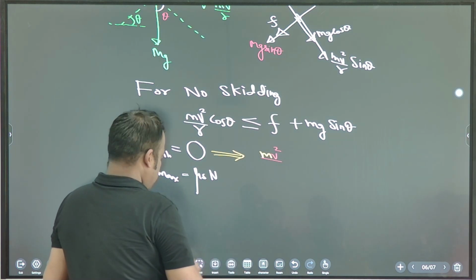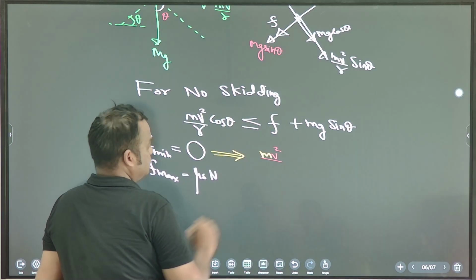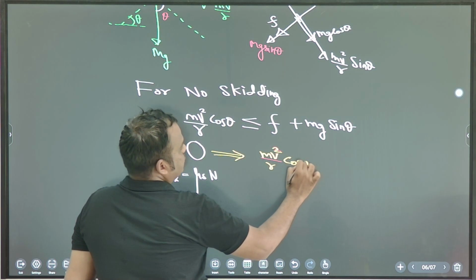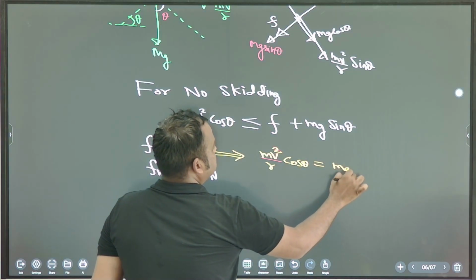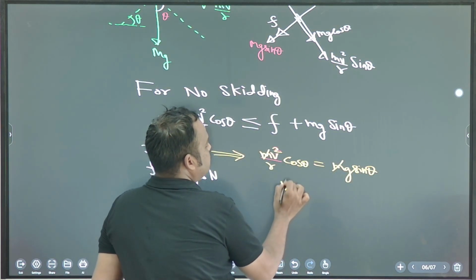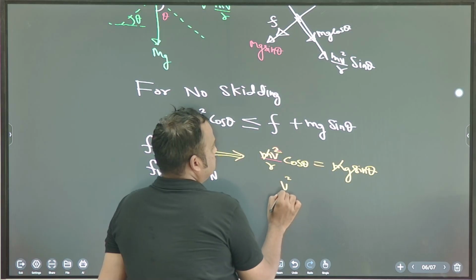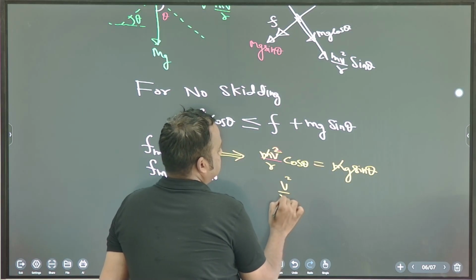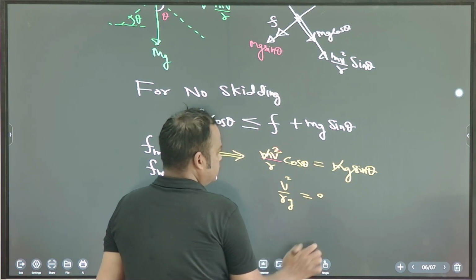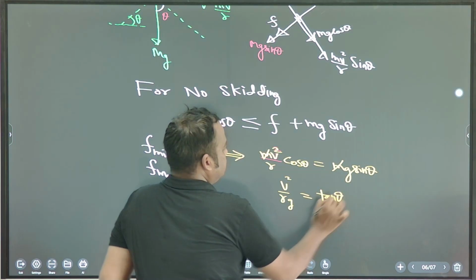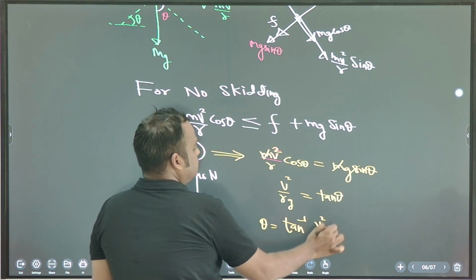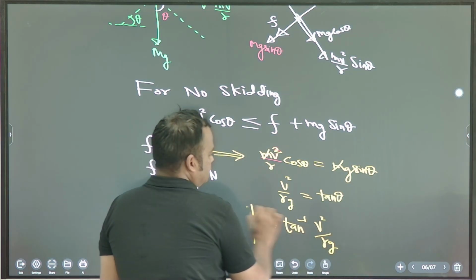mv square by r cos theta is equal to mg sin theta. Cancel. So what is V square? Okay, V square by Rg is equal to tan theta. So theta is equal to tan inverse of V square by Rg.